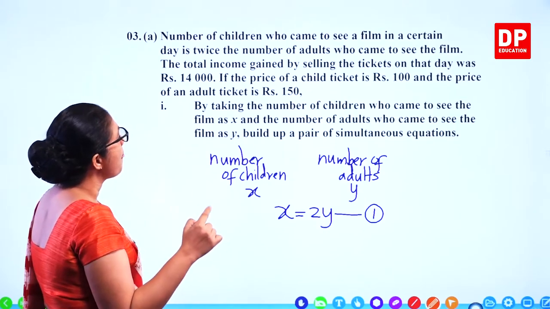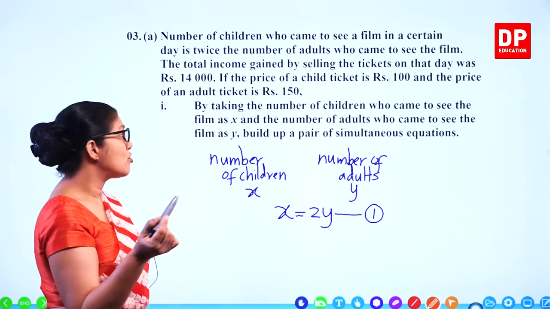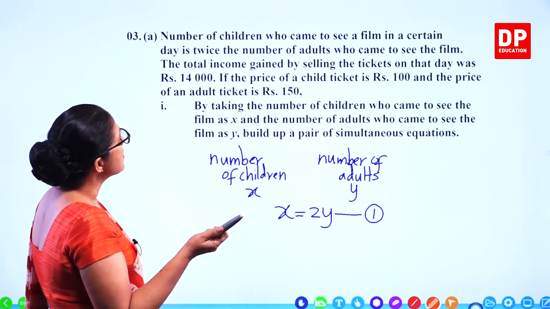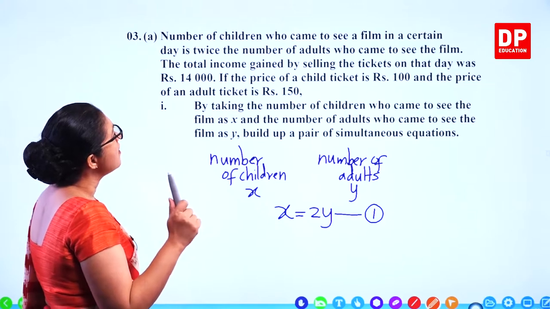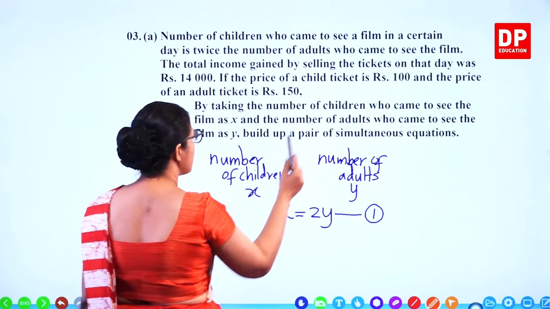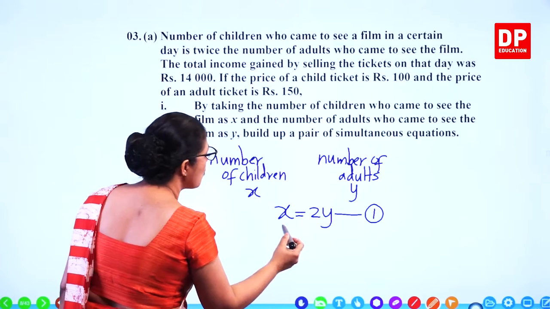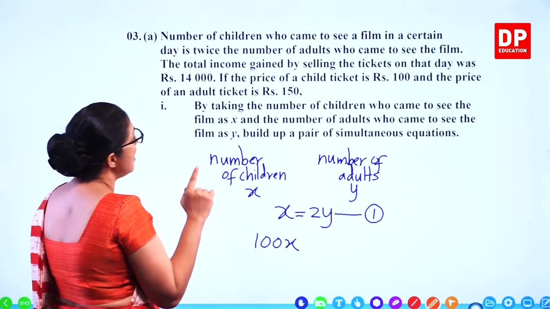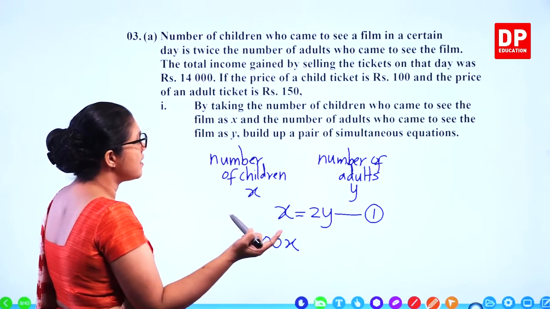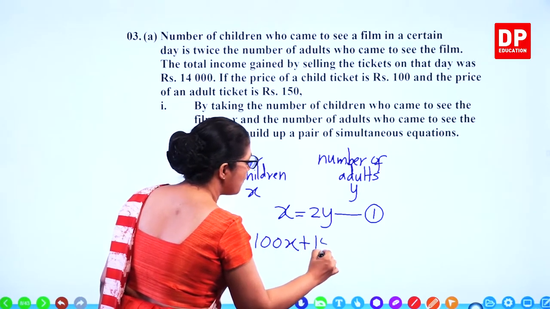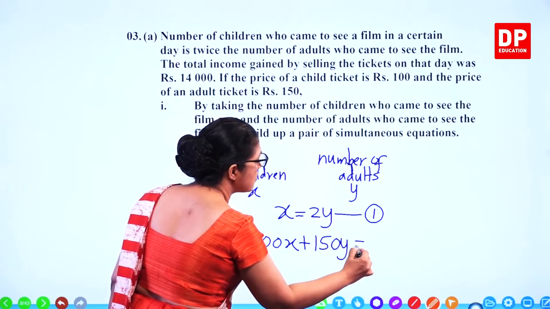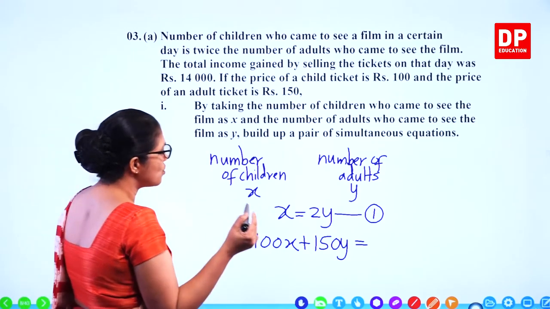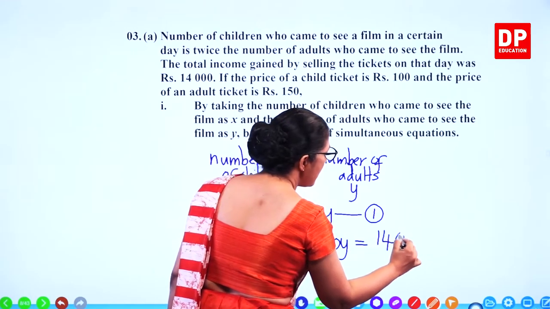This is doubled. Then you can create another equation related to the price of tickets. One child's ticket is 100 rupees. X children are there, so they are giving 100X. Then the adult ticket is 150. Y adults are there, so that's 150Y. What's the total? It says the total income gain is 14,000. So that's our second equation.